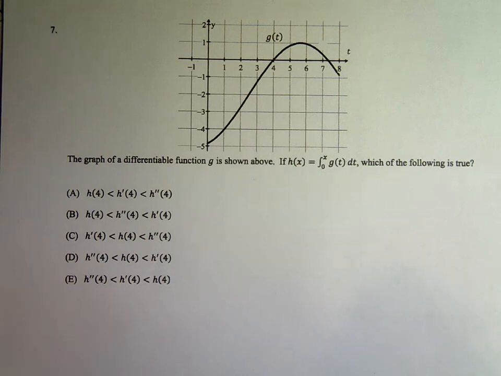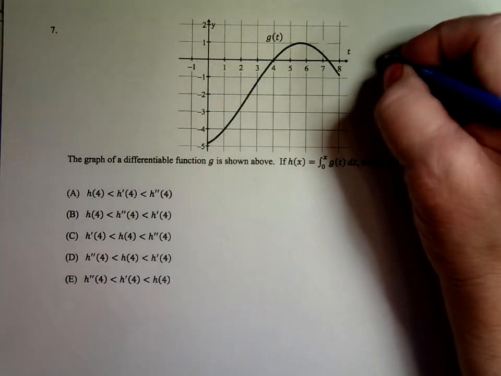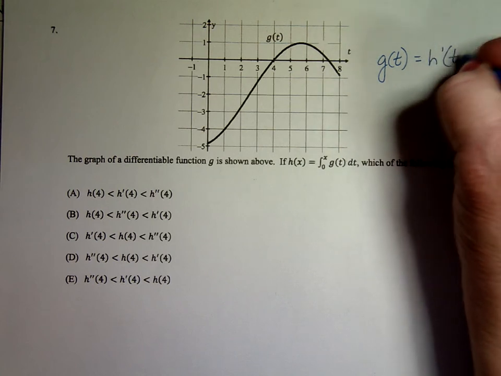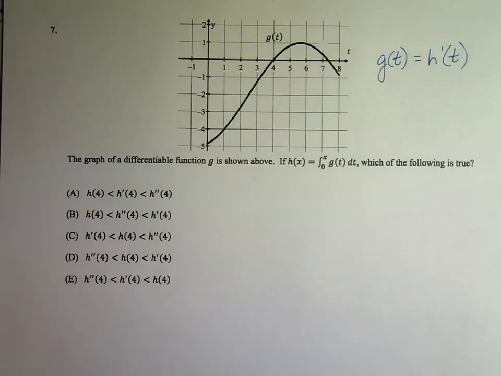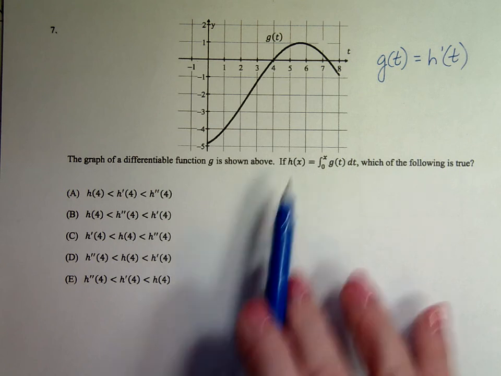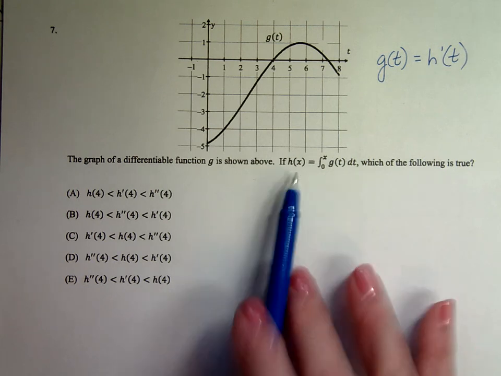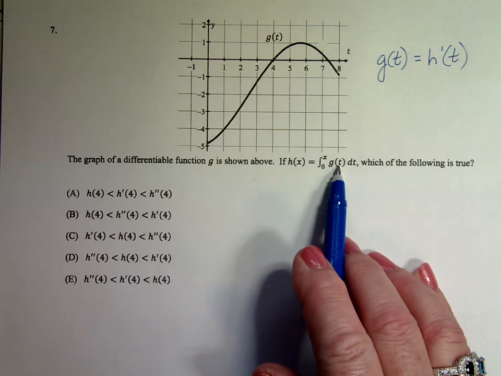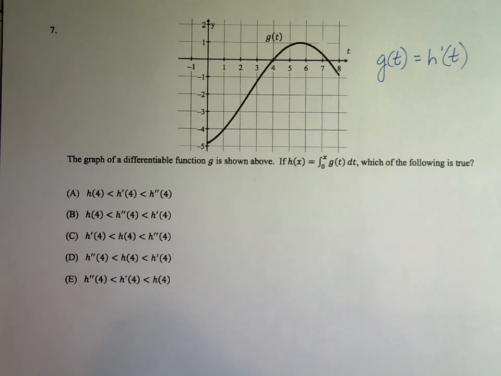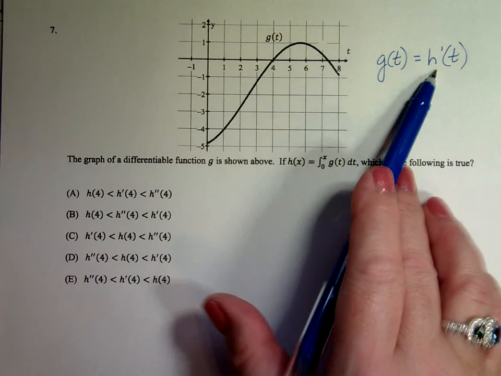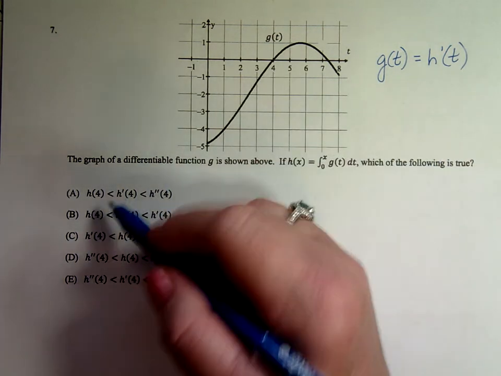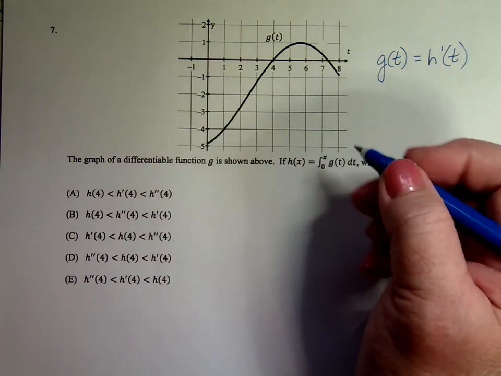Now remember, g of t equals h prime of t from the fundamental theorem of calculus, right? Taking the derivative of the integral undoes it. So the derivative of this is actually that function there. Keeping that in mind, g of t is really the derivative, and the graph is of this thing. If I'm looking for a comparison between h of 4, h prime of 4, and h double prime of 4, I need to figure out what those things are.